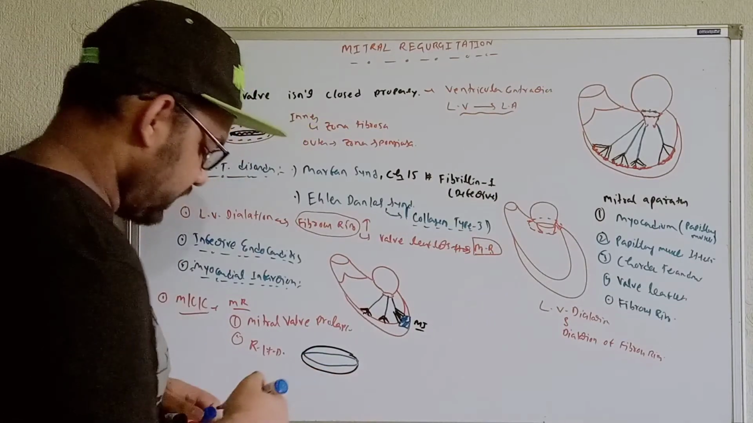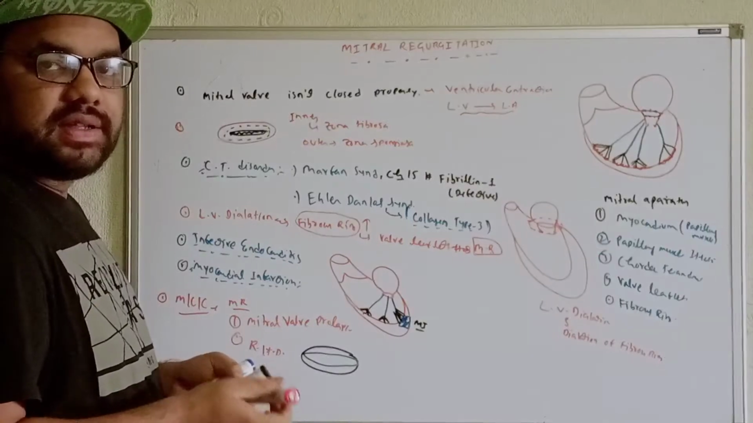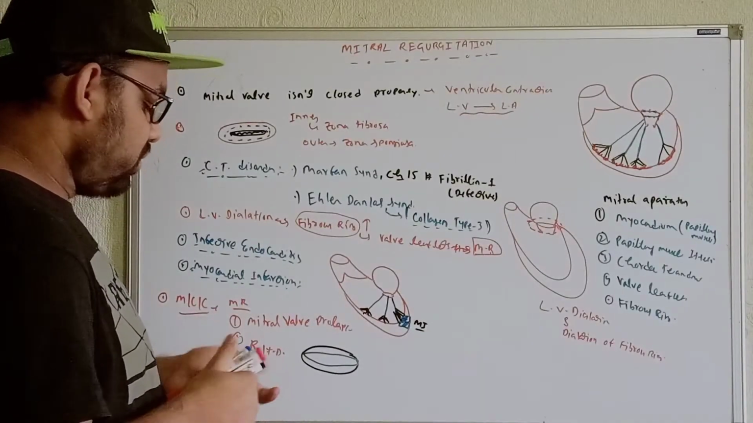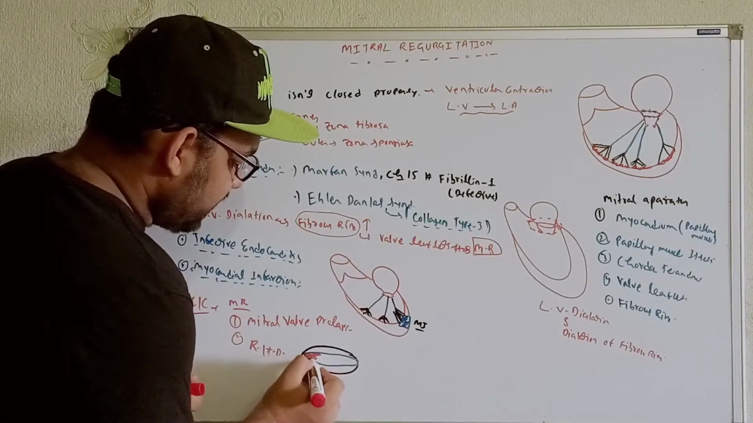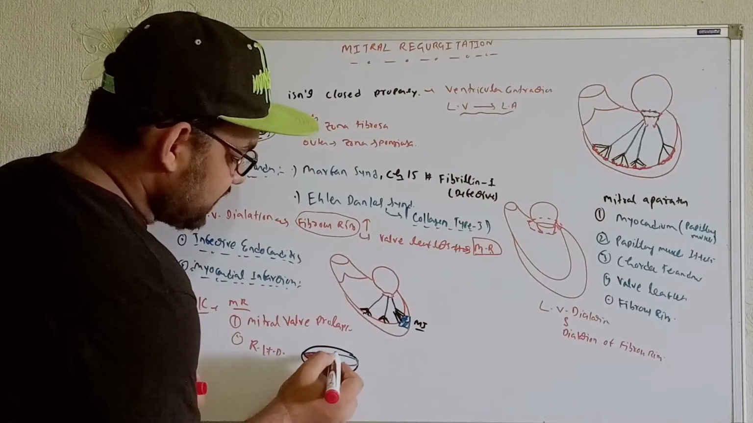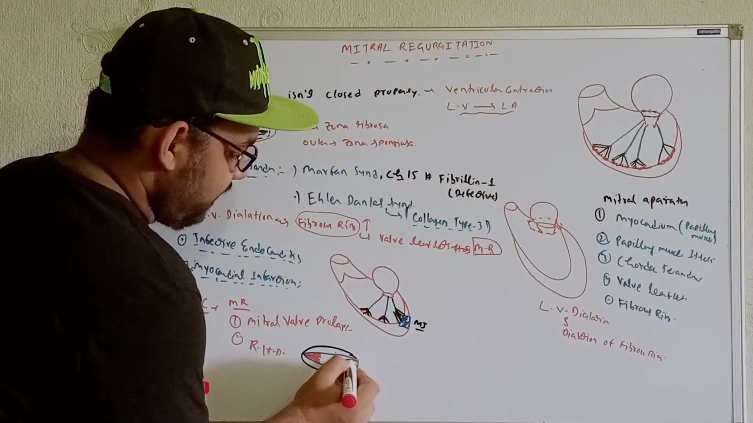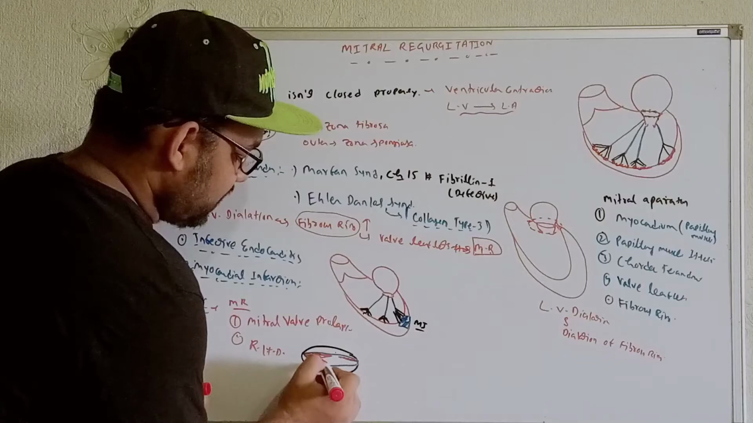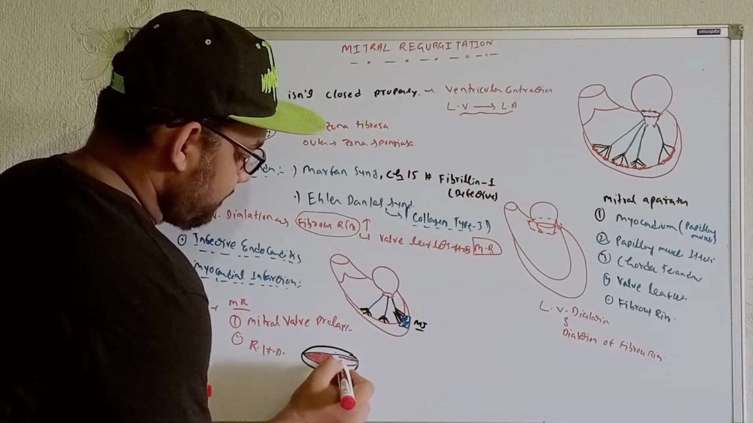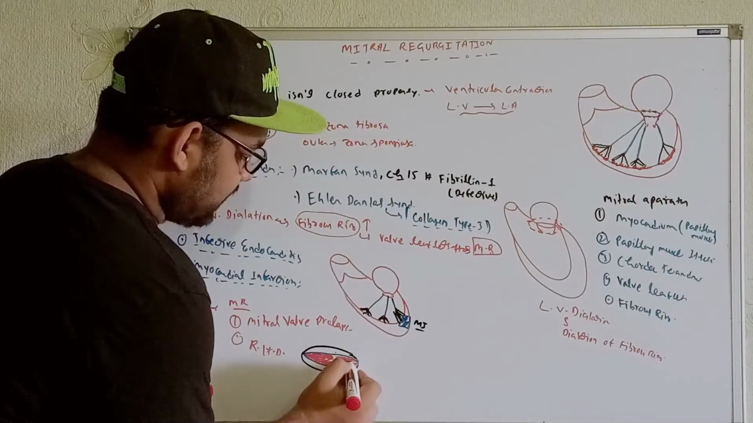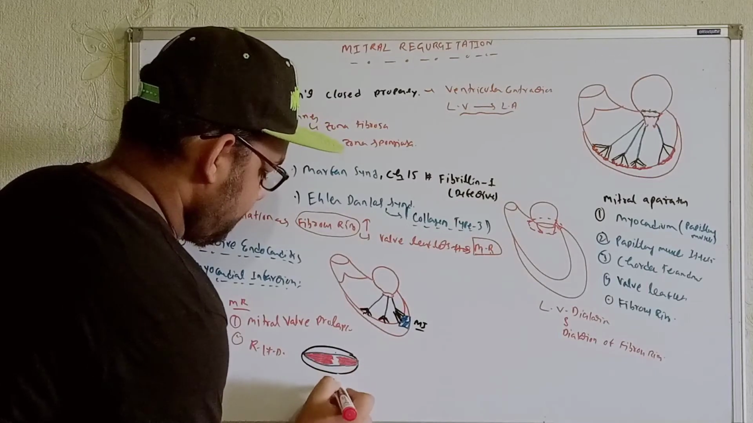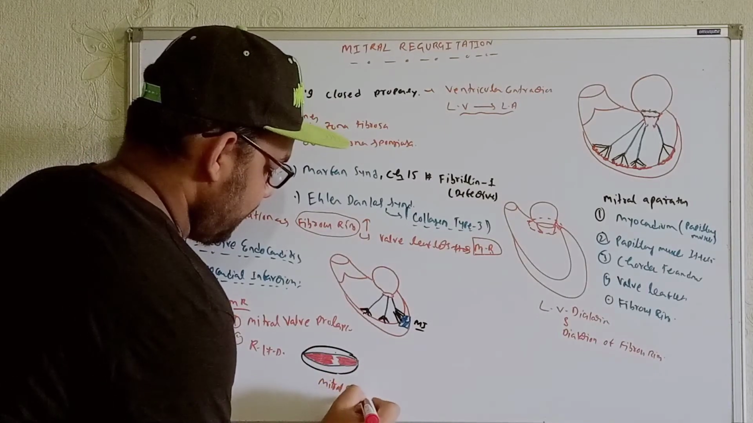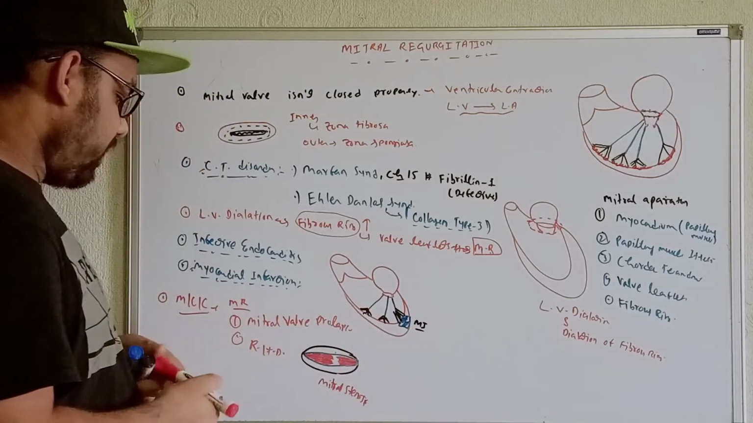What do we know in terms of rheumatic heart disease? We know up to now that we'll get the development of mitral stenosis, right? This is the anterior leaflet, this is the posterior leaflet, and in these cases we'll get the mitral stenosis. So one thing is we can get the development of mitral stenosis in rheumatic heart disease.